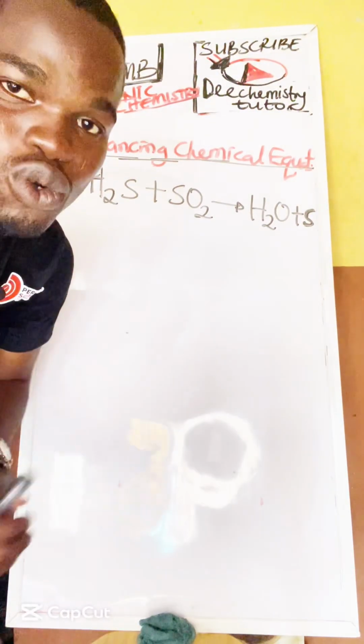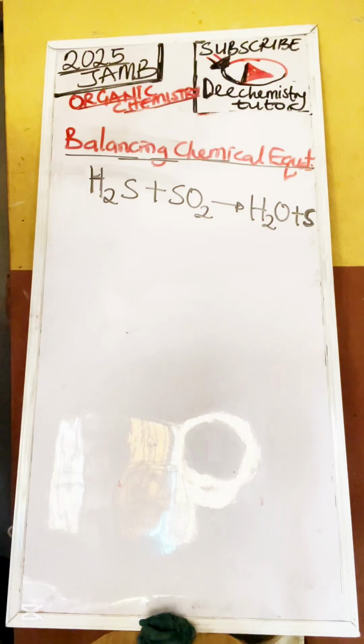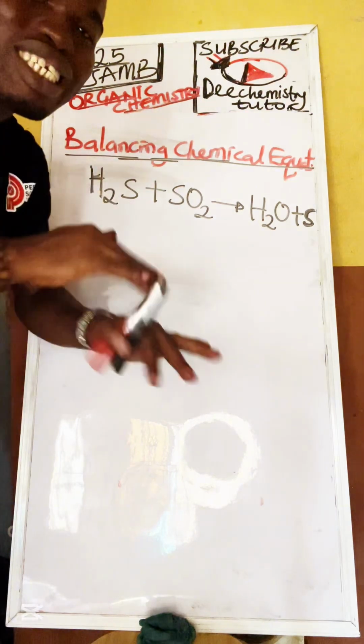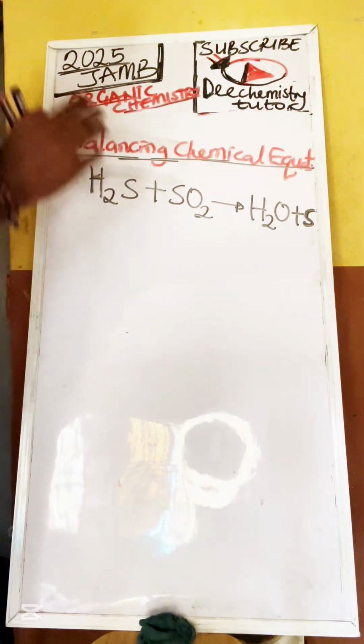If after watching this video you don't know how to balance an equation, I'm going to pay you for wasting your time. Let's get into it. Balancing of chemical equations is the easiest thing any science student should know, and I'm going to teach you in this 2 to 3 minute video.